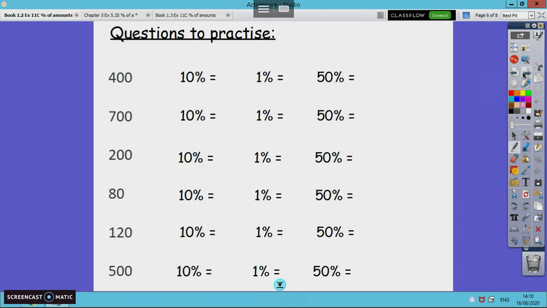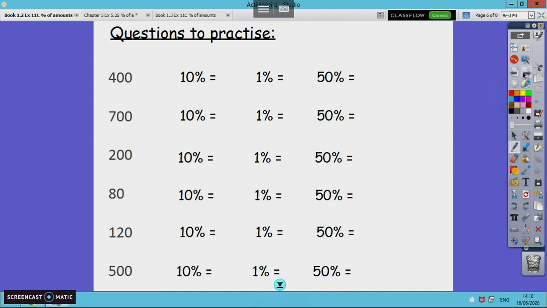So here are the questions I'd like you to do today. Questions to practice. You have got 6 numbers on the left, and you have got to find 10%, 1%, and 50% of each of those numbers. I would like you to set it out as you can see on your screen now. So you'll find 40% and you'll write 10% equals something, 1% equals something, and 50% equals something, for each one in a row. And you'll do that for each number.